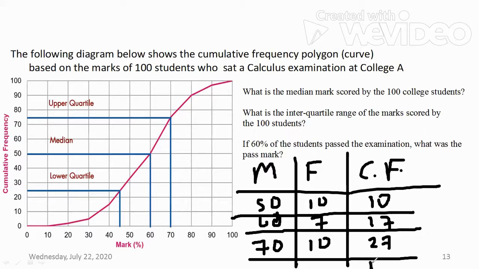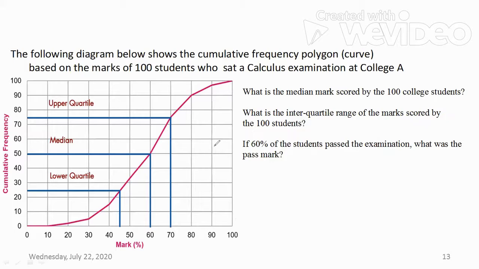Now the last number you get would be the sum of the total frequency. Alright? And that's what cumulative frequency is all about. They plot the marks against the cumulative frequency to get the curve. So that's the backdrop of what cumulative frequency is all about. It's an accumulation of frequencies.